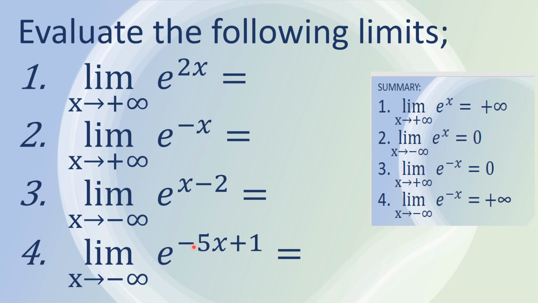In number 2 and 4, x is negative. Then when it approaches positive infinity, it's number 3, it's 0. Number 4, the exponent is negative, x is negative, and x approaches negative infinity, the answer is positive infinity. So for number 1, positive infinity. For number 2, 0. For number 3, that's 0. And for number 4, positive infinity. Class, you have to memorize this one. Part 2, memorize again the rules for the natural exponential.